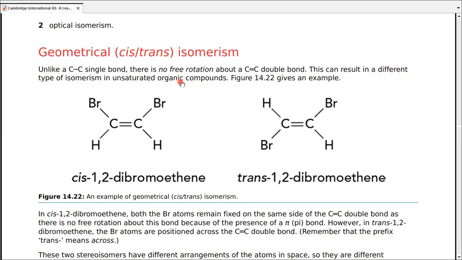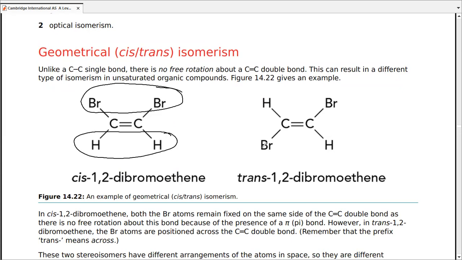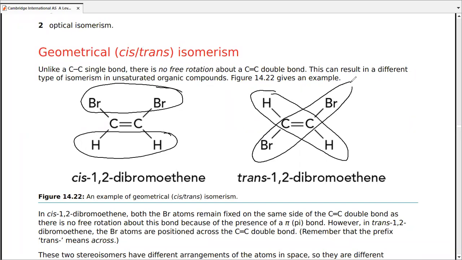Unlike a carbon-carbon double bond, there is no free rotation. If you're going to rotate it, it is going to result in a different isomer. Now, how do we go with geometrical or cis-trans isomerism? It's pretty easy. When both of them are up top, or both of them are at bottom, or when they make a cross. Now, the up top and bottom are the childish words we use to explain it.